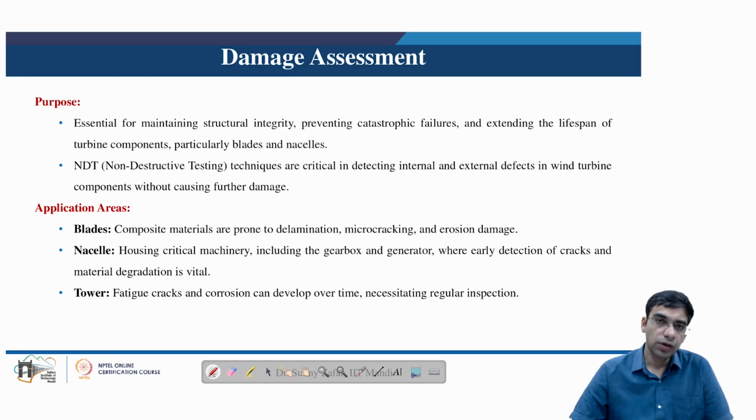Third is the tower of the wind turbine, on which the blades and the nacelle are mounted. Towers can experience fatigue cracks and corrosion, which can develop over time. Thus, it necessitates regular inspection of the tower for any type of damage.